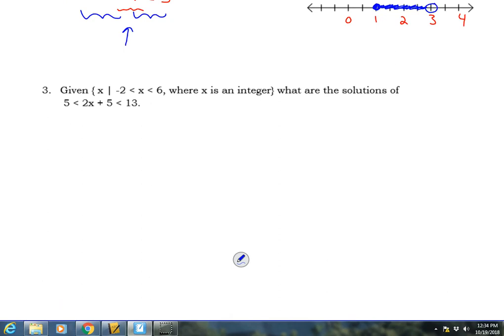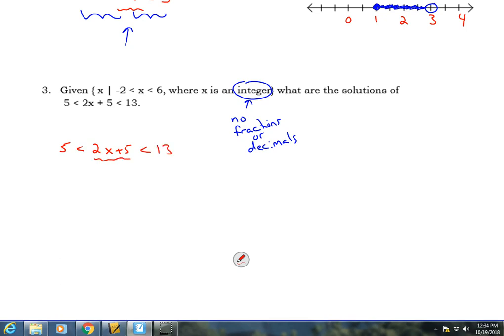Okay, number 3. This is an actual Regents exam question. Given x such that x has to be between -2 and 6, where x is an integer. Now this time I'm only looking at the integers, meaning no fractions or decimals. So my answers can't have fractions or decimals. It wants to know the solutions of 5 is less than 2x plus 5 is less than 13.